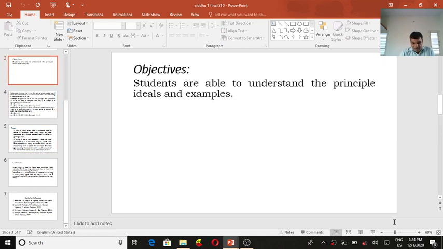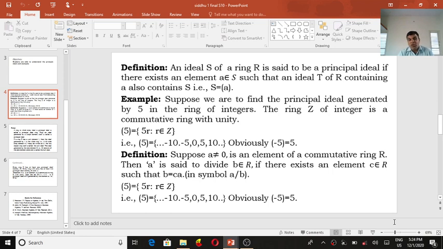So again we come to the definitions of the ideal, principal ideal. So what is the principal ideal? Suppose we take Z. Z contains the set of all integers: minus 9, minus 8, minus 7, minus 6, minus 5, minus 4, minus 3, minus 2, minus 1, 0, etc. Suppose I multiply this Z by an element 2.